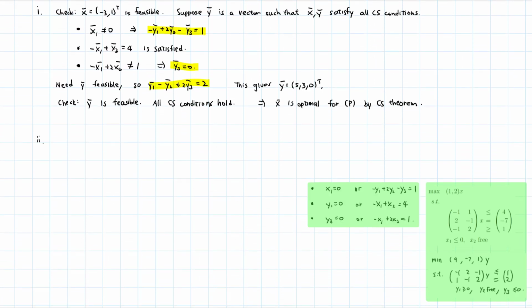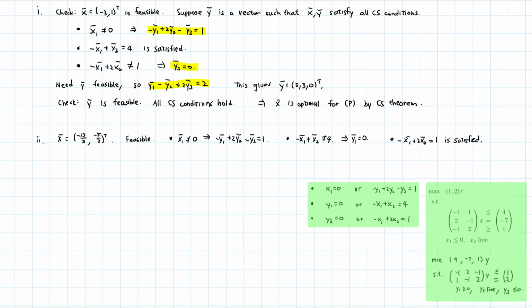We now quickly go through the same process for the other 2 vectors. For our second vector here, it is feasible for the primal. And for CS conditions, x1 is not 0 implies that the first dual constraint is tight. The first primal constraint is not tight, so that implies that y1 bar is 0. The third primal constraint is tight, so this CS condition is satisfied.